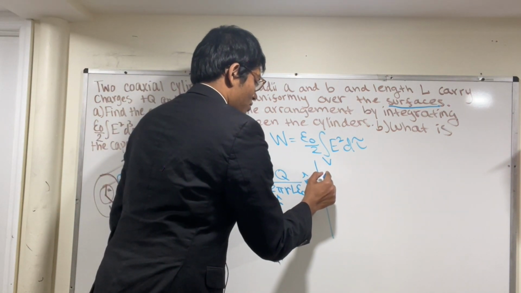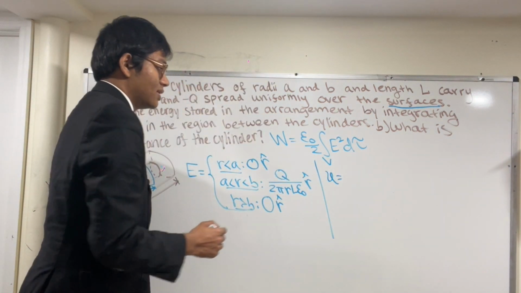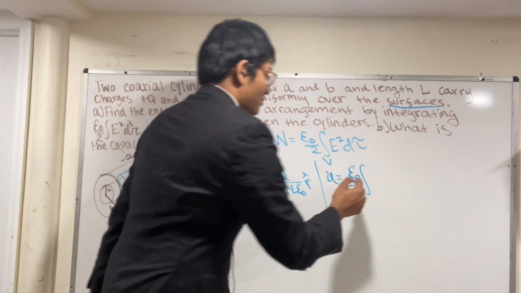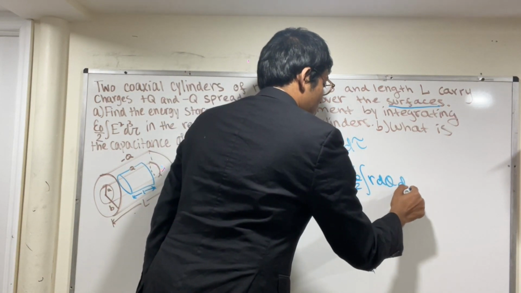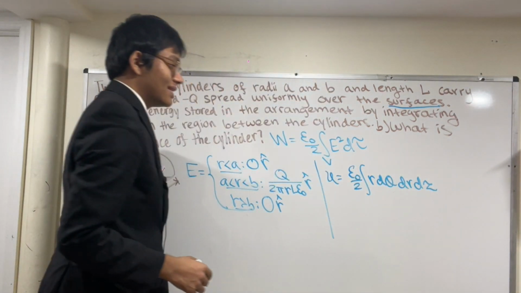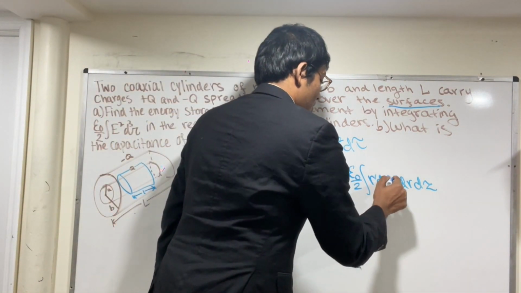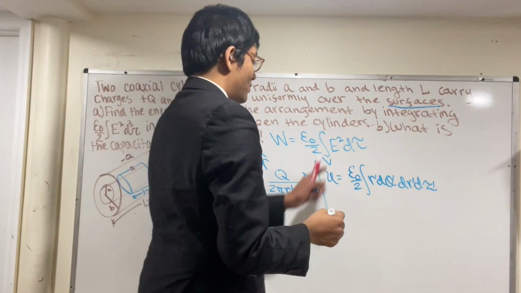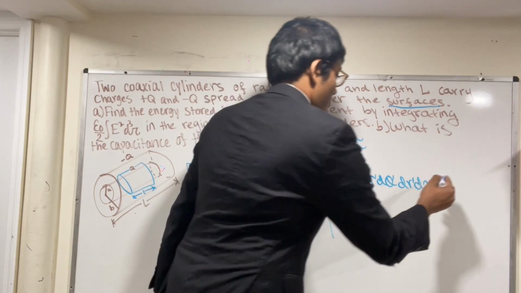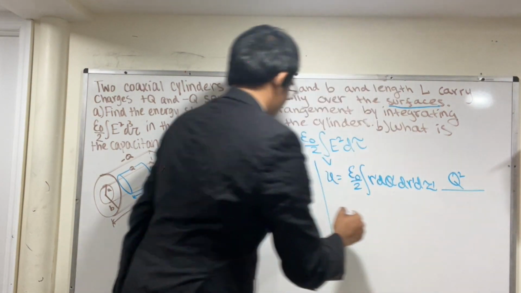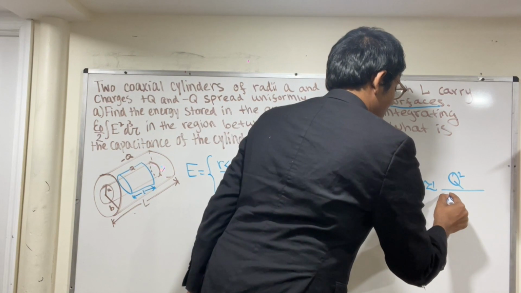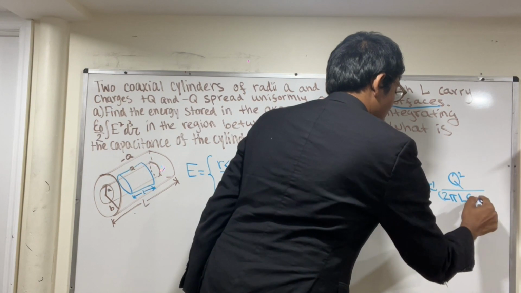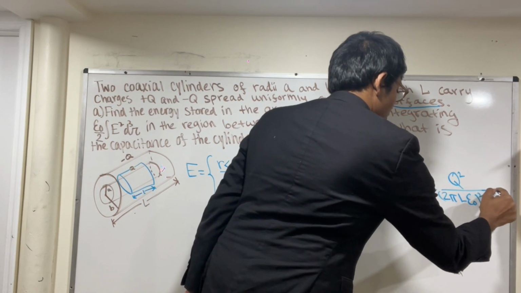We're going to have the total energy as follows: epsilon naught over 2 times the integral of E squared d tau. d tau is going to be r d theta dr dz. This is the volume element for a cylinder. Now I'm going to put primes on all of these variables since we're going to be integrating them throughout. And what is E squared going to be? It's going to be this thing squared, so Q squared over (2 pi r L epsilon naught) squared, times r prime squared. So that's what we have.